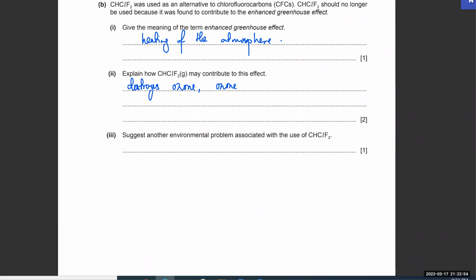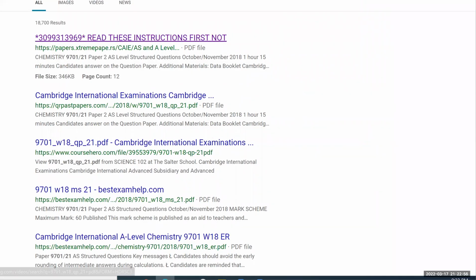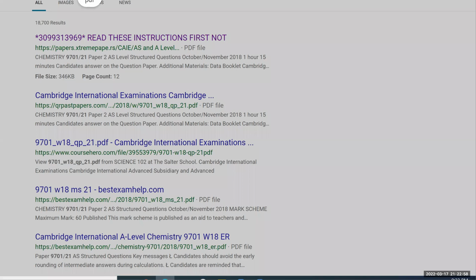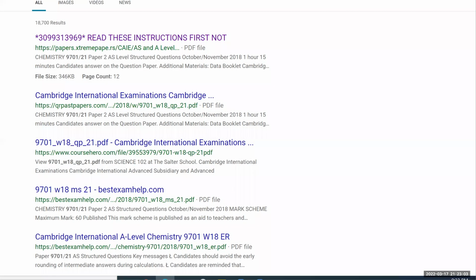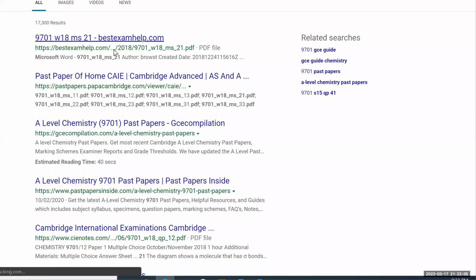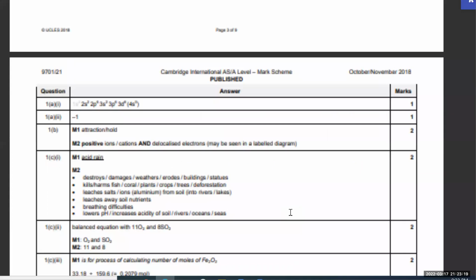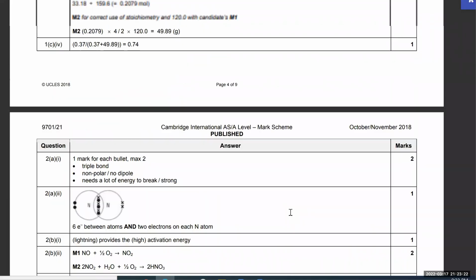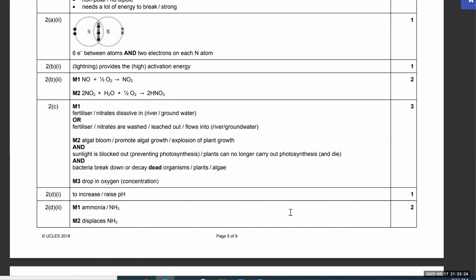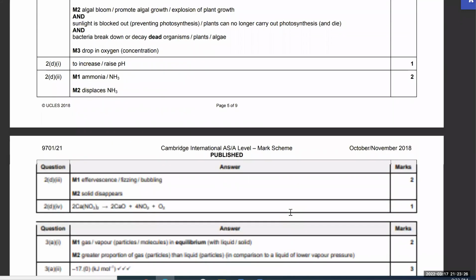So just a second, okay? Let me quickly have a look at the marking scheme for this particular question. They're kind of asking the same thing. Again, just one second. So I think this is the PDF. As a greenhouse effect. So that is the question on acid rain. One second.